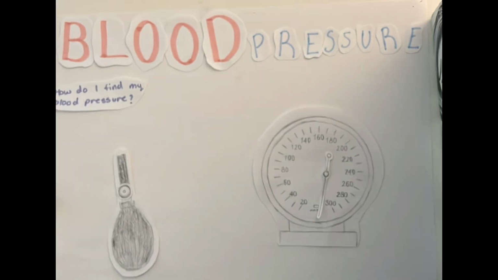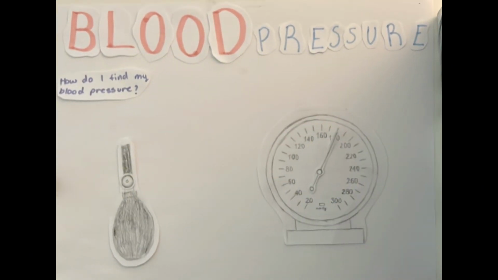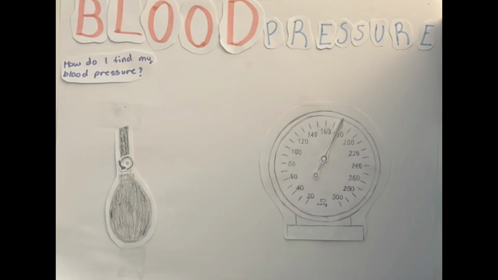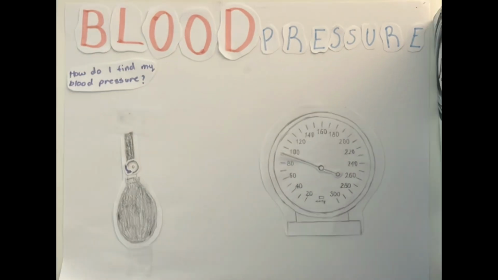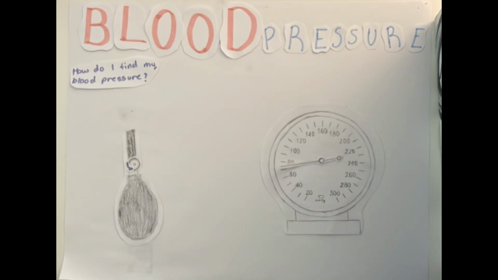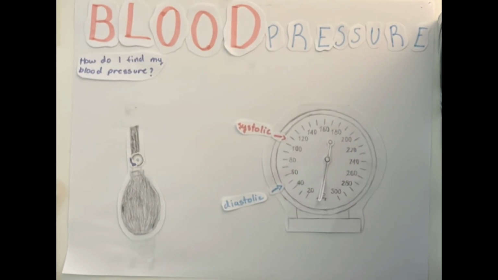Inflate the cuff until the pressure gauge reaches the number 180. Loosen the valve on the bulb counterclockwise. Turn it slowly until you see the needle on the pressure gauge drop steadily. Where the needle starts to move up and down is going to be your systolic pressure. When the needle starts to drop normally again, that means you've reached your diastolic pressure.